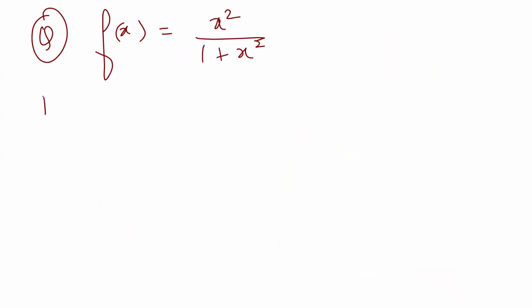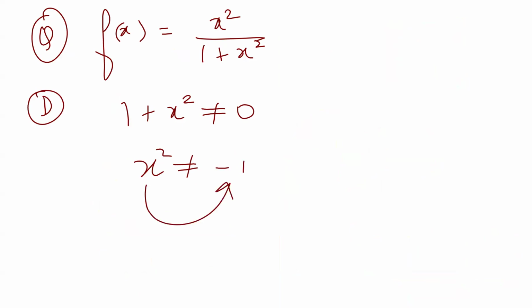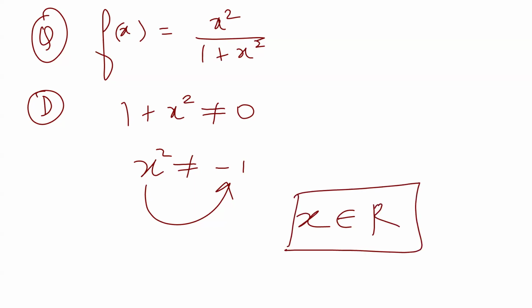So we are calculating the domain part. 1 plus x square cannot be 0, so x square cannot be minus 1. Now x square will never be minus 1. The square of any number is always positive, so it can never be minus 1. That means x will take any real value. Put any negative, 0 or positive value of x, and x square can never be minus 1. So x is any real value. That's the domain for this particular problem.